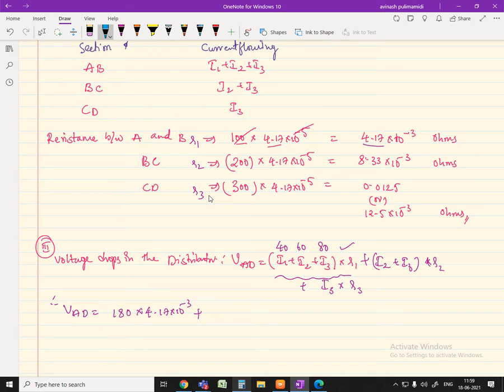Next value will be what? I2 plus I3. 60 plus 80 will be 140, into what is the value of R2? 8.33 into 10 power minus 3. Yes or no? Plus, what is the last value? I3 will be just 80. 80 into, what is R3 value? 12.5 into 10 power minus 3.